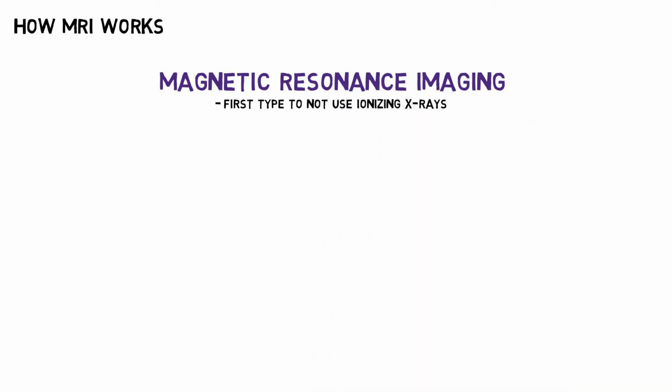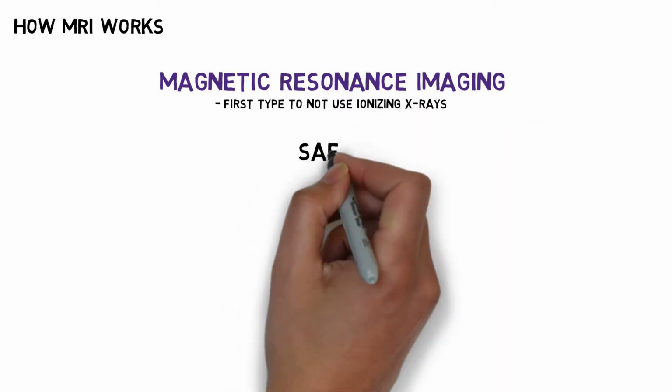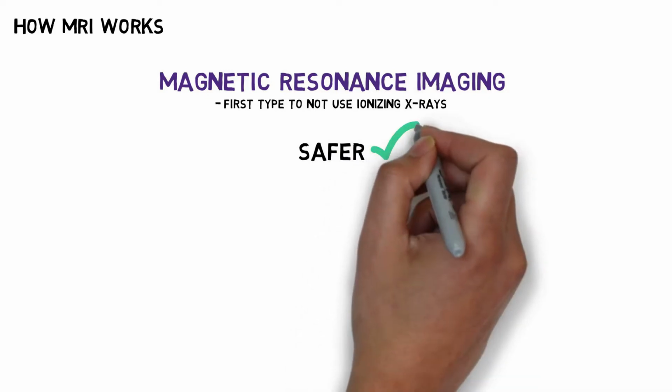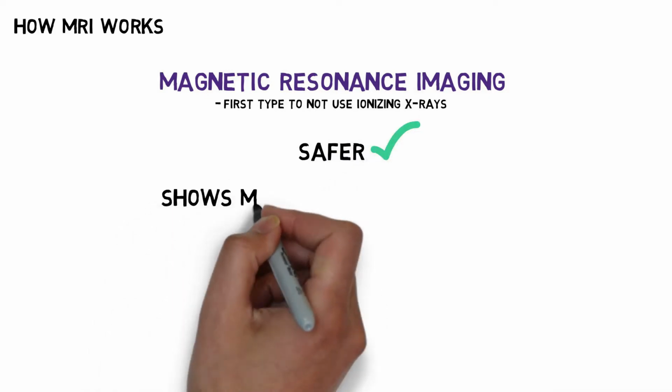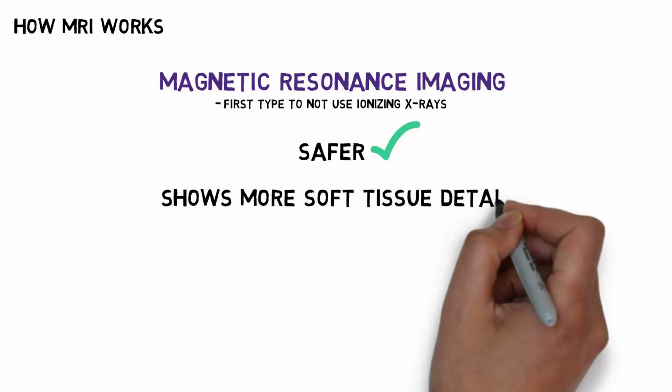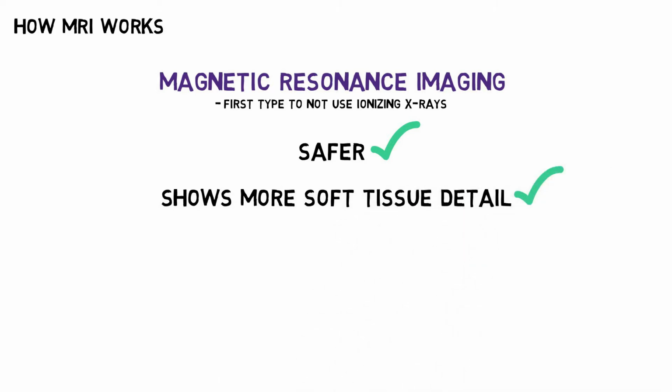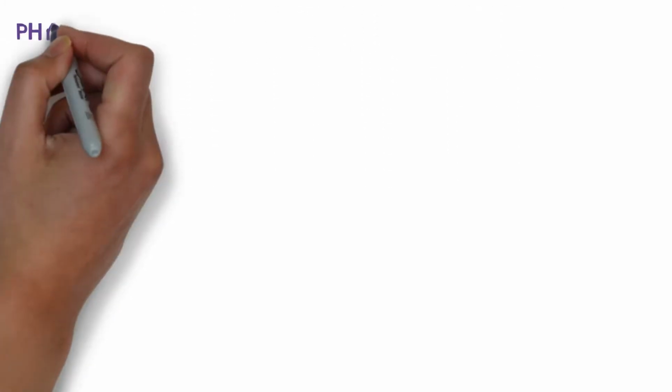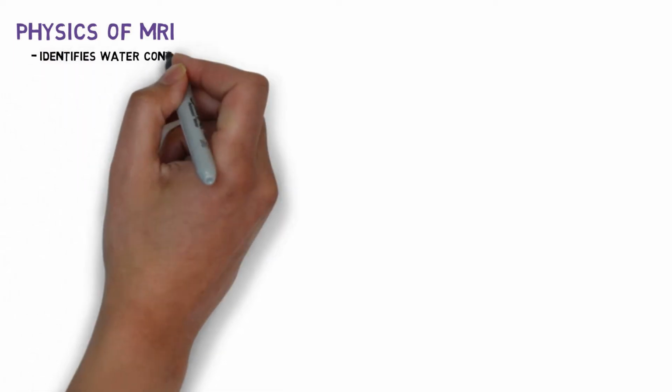Not only is MRI considerably safer than other forms of imaging like X-rays or CT, but it also shows soft tissue in much greater detail than the other imaging options. This is due to the different physical properties of the protons in these soft tissues. MRI utilizes physics to identify water content in tissues and measures energy given off by the spin of protons.